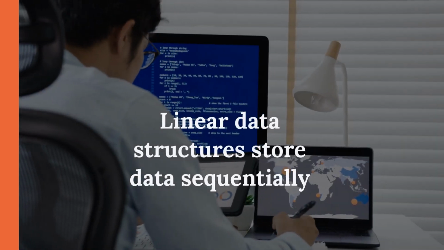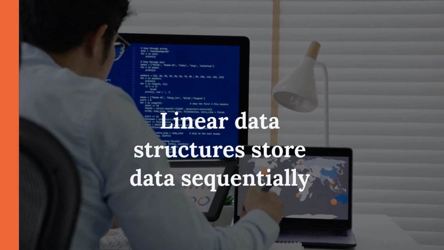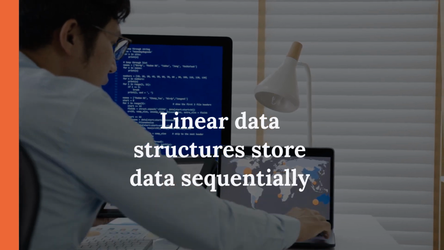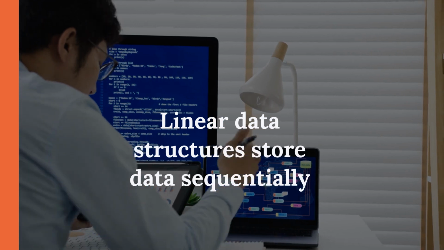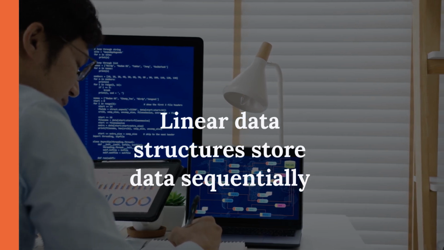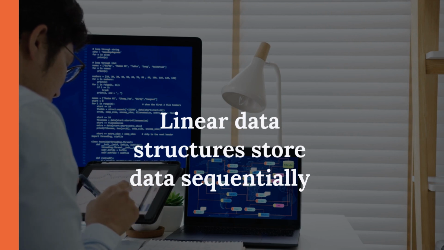Linear data structures store data in sequential order. Arrays, lists, linked lists, stacks, queues, sets, and dictionaries are examples. Each element has a predecessor and successor, except the first and last. They allow straightforward traversal, ideal for problems requiring ordered data processing.